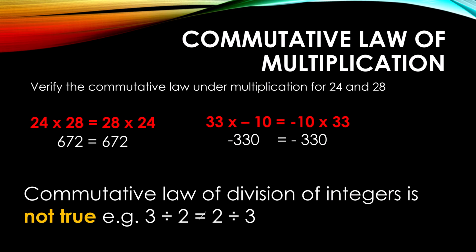Now let's take another example to understand the commutative law of multiplication. Here we have two numbers, 24 and 28, in one example. And in the second example, we have 33 and negative 10. We have to prove whether, if we change the order of these numbers, the answer has any effect or not. So let's take the first two numbers, 24 and 28.